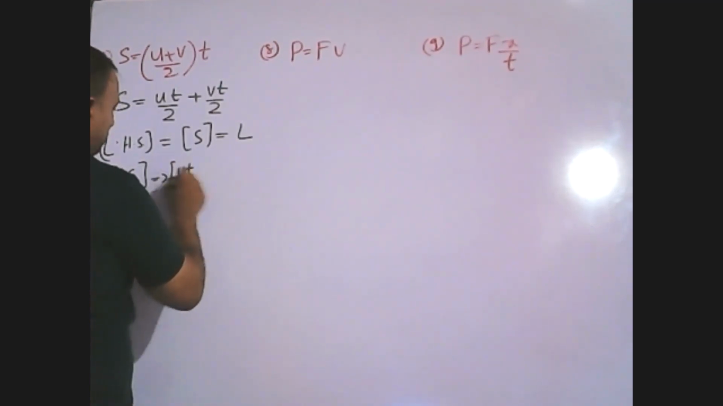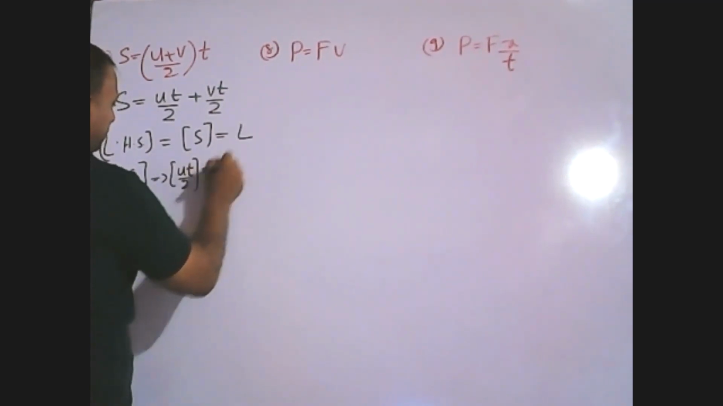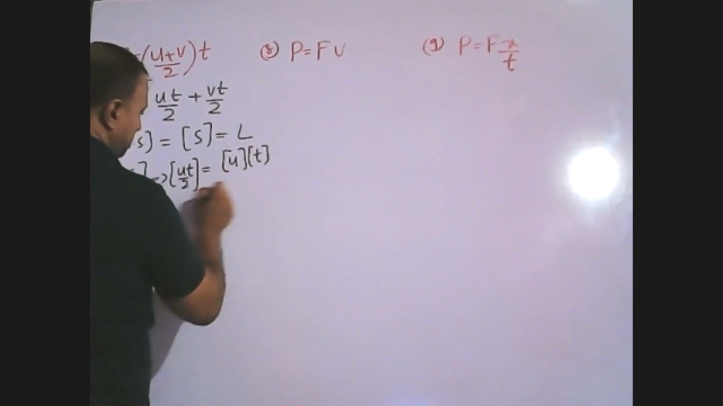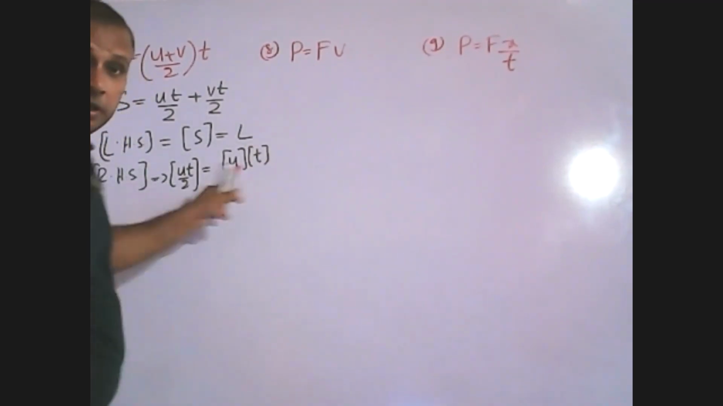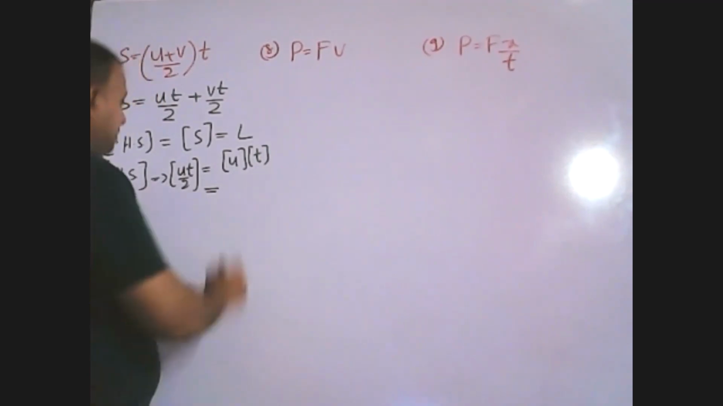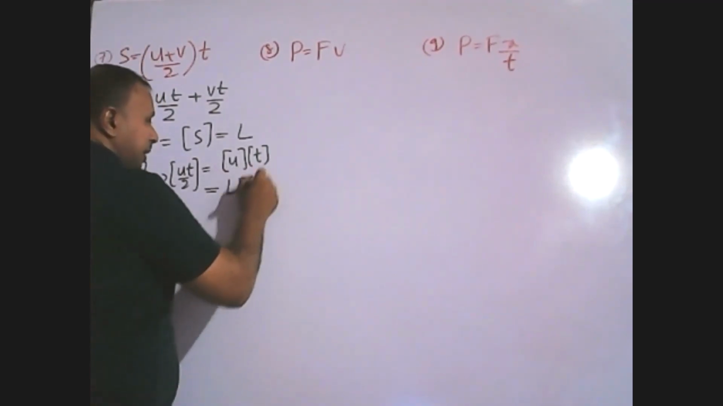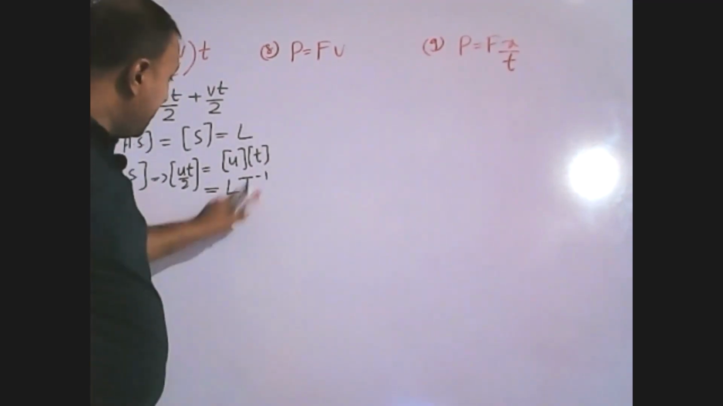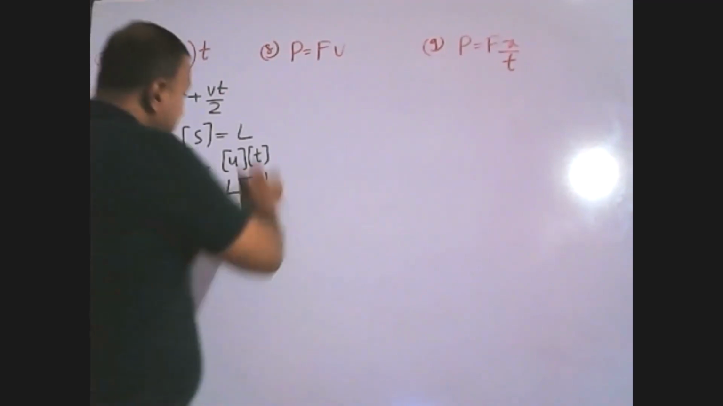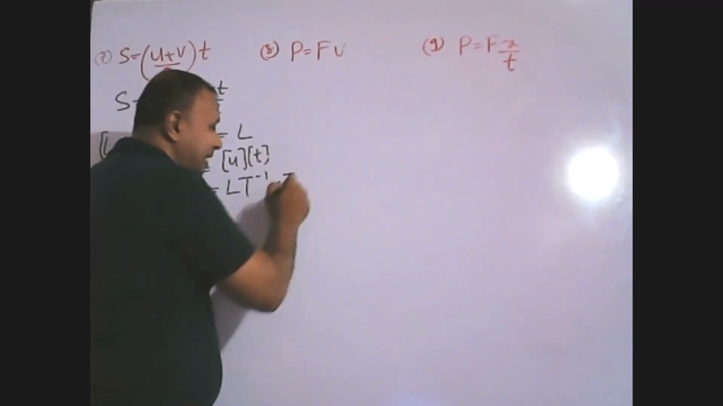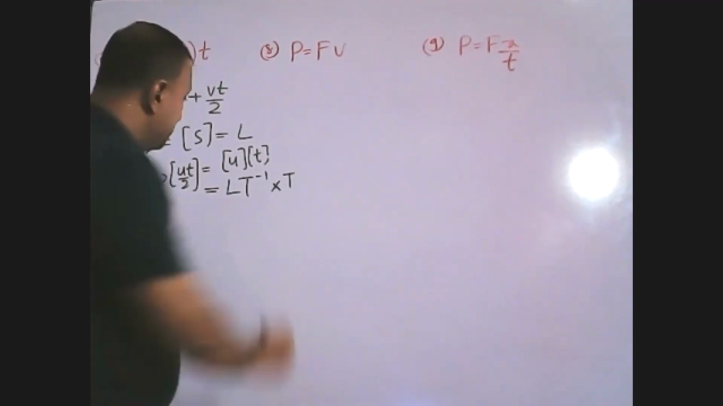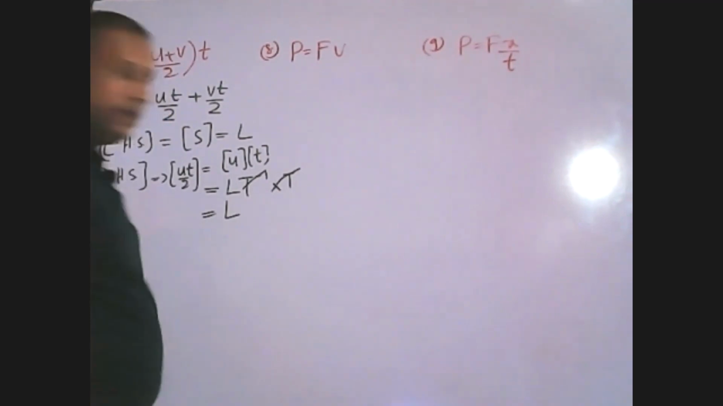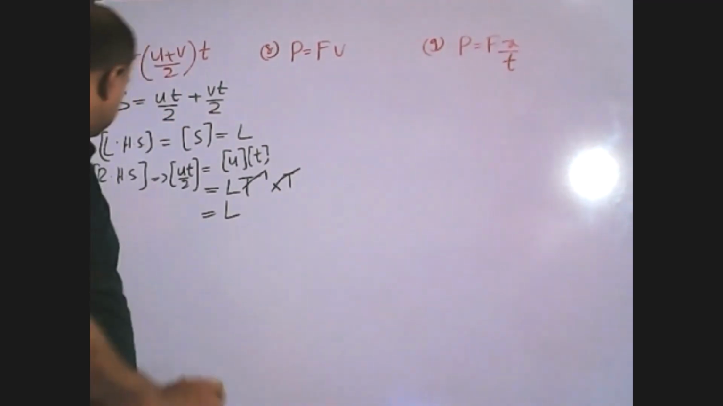Dimension of Ut over 2 is equal to dimension of U into dimension of T. Dimension of U is a velocity, so dimension of U is equal to LT minus 1. Then T is a time. You have to multiply this by time. T minus 1 and T will be cancelled out. The answer is L.